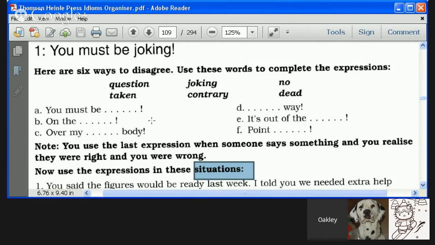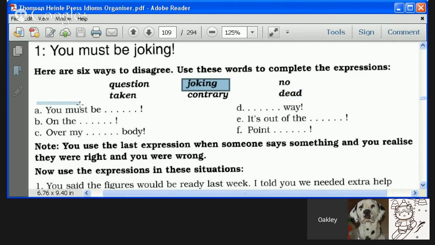Okay, Heidi. Letter A. Oh, you must be joking. You must be joking. Okay. You must be dead. All right. You must be joking, of course, is the first one.